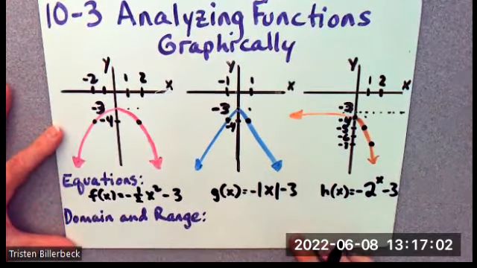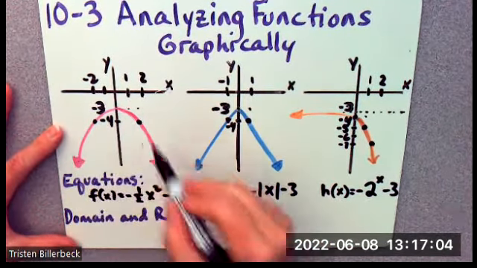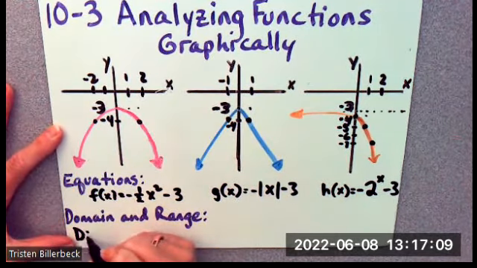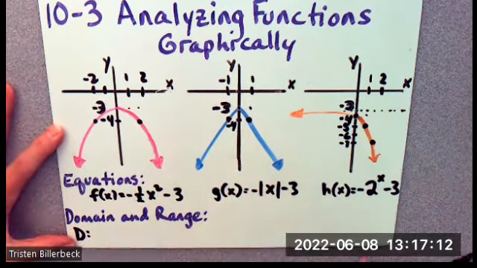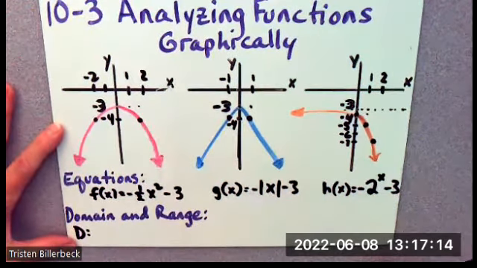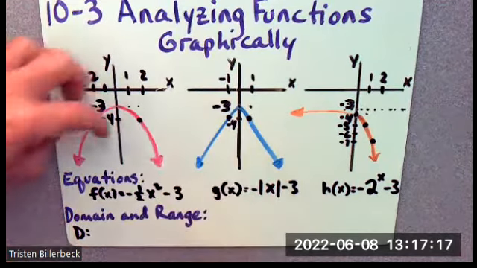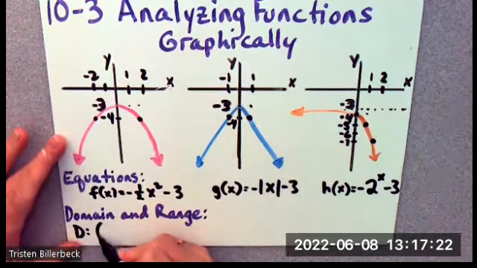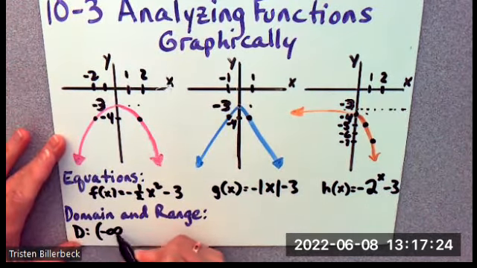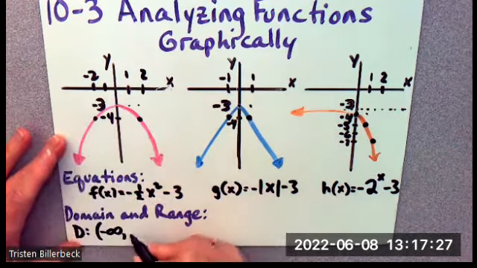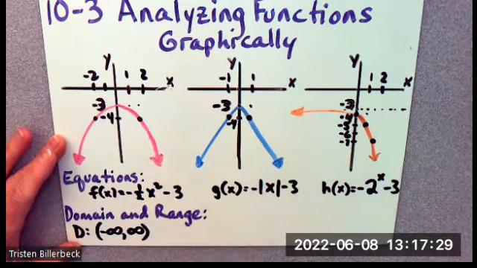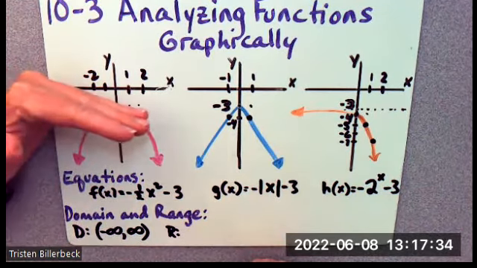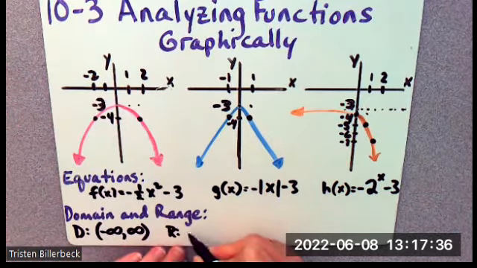So when we look at the domain and range of these equations, this domain, I'm going to abbreviate as D, and we can use parentheses and brackets to make it quick. So our domain here is going to go off to negative infinity. So we can write a negative infinity like this, and it's going to go off to positive infinity. So we can write like that. The range for this, well, it's stopping at -3, but it's going down to negative infinity.